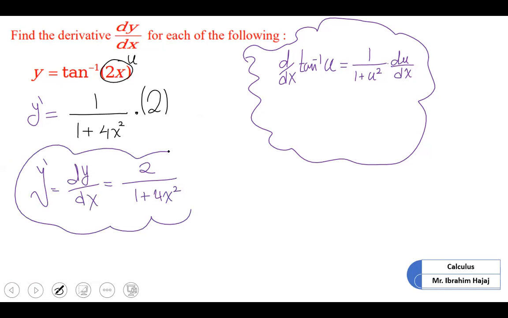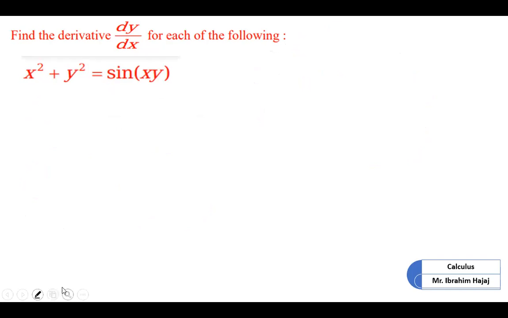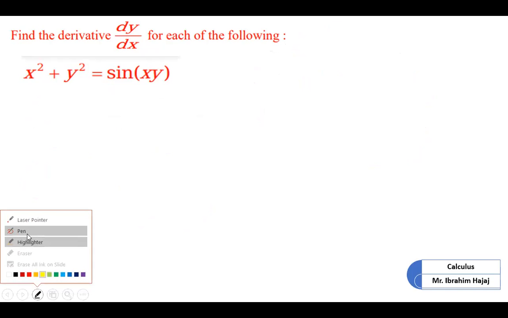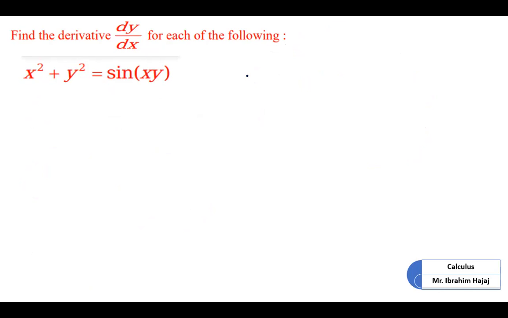And this is your final answer. This is the derivative of this function, tan inverse of 2x. Next question: find the derivative, find dy over dx, of x squared plus y squared is equal to sine xy.